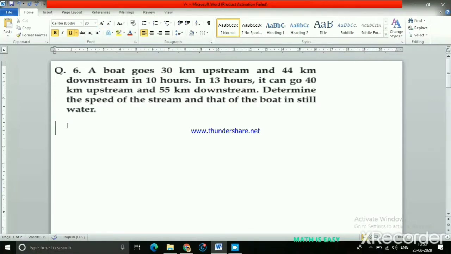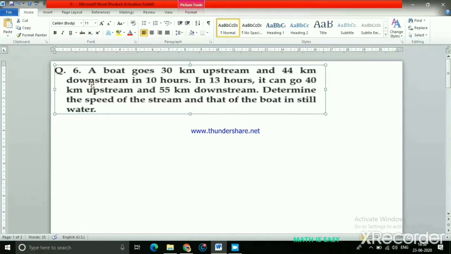Here also, speed-distance problems only. Let's see the question. It's about upstream and downstream. A boat goes 30 kilometers upstream and 44 kilometers downstream in 10 hours. So in total it is traveling 74 kilometers in 10 hours. In 13 hours, it can go 40 kilometers upstream and 55 kilometers downstream, so a total of 95 kilometers in 13 hours. Determine the speed of the stream and that of the boat in still water.